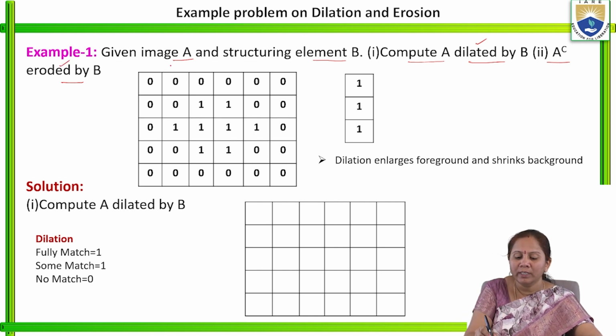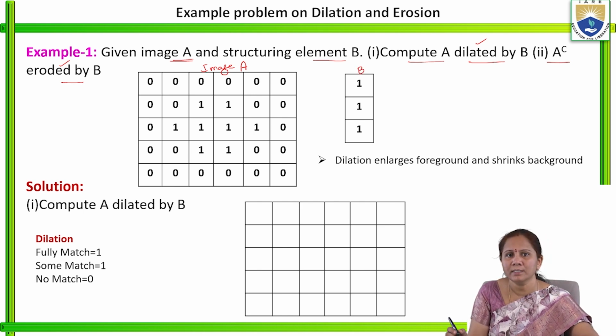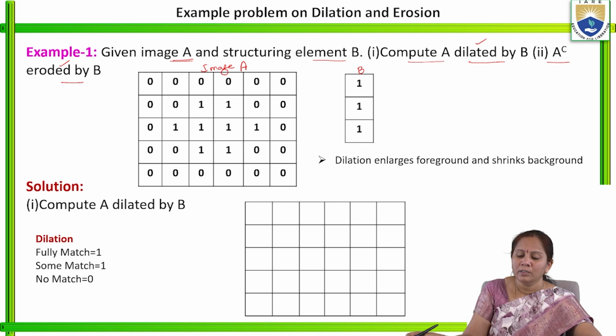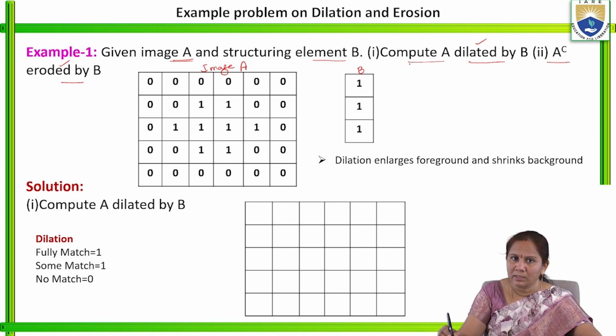Now, here this is the given image, which is represented as A, and this is the structuring element, which is represented as B. Now we have to perform the first question. It is given, compute A dilation by B. So the dilation operation between A and B should be performed.